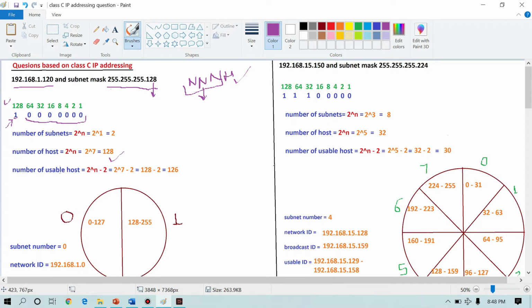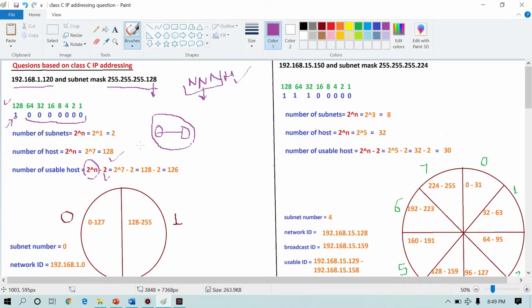While calculating the number of usable hosts, as I told, the first address is reserved for the network and the last one is reserved for broadcast. So these 2 addresses we never use; we simply subtract them. We have 2 to the power n, and we subtract 2 from it. So 2 to the power 7 minus 2 is equal to 126.